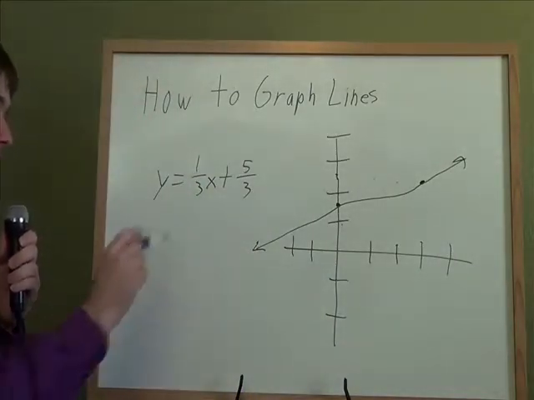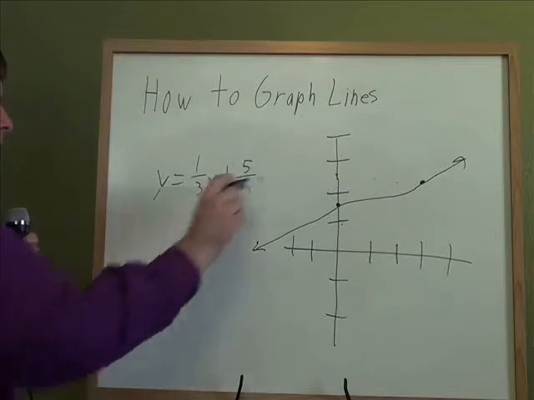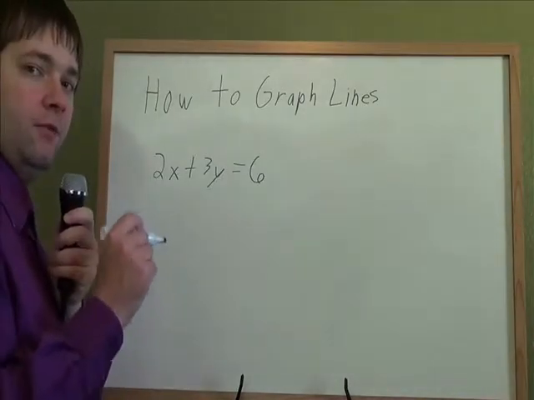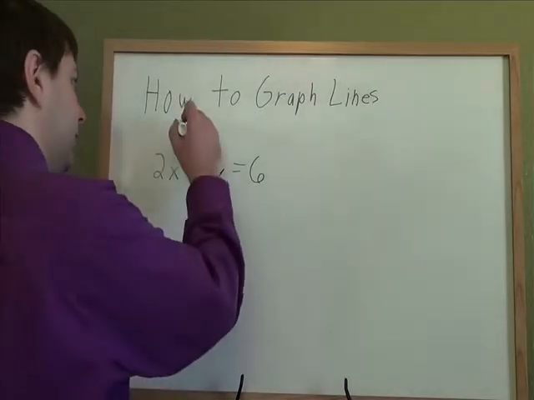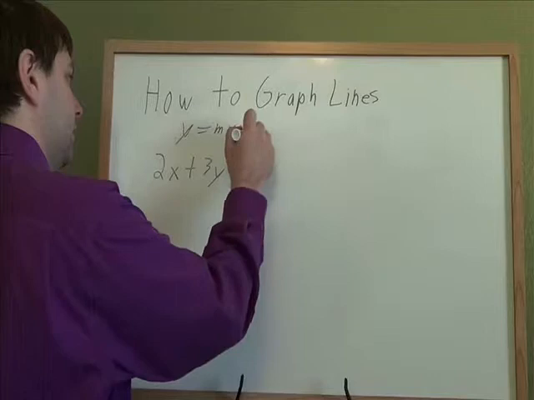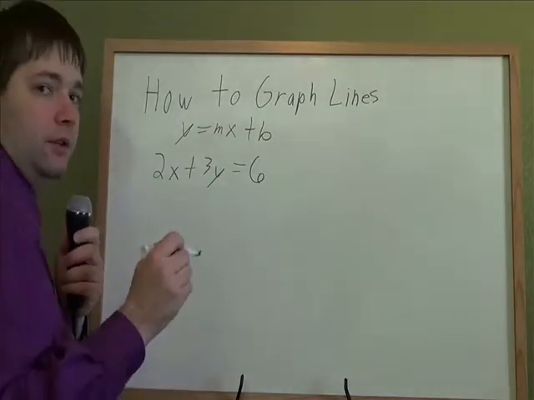And that is how you graph it when b is a fraction. You do about the same thing if it was a decimal. You just put it between the tick marks. Now this line, we don't have y by itself. In order to graph a line, you want to have y by itself so that you've got it in that slope-intercept form. Here your y is not by itself, so what do?